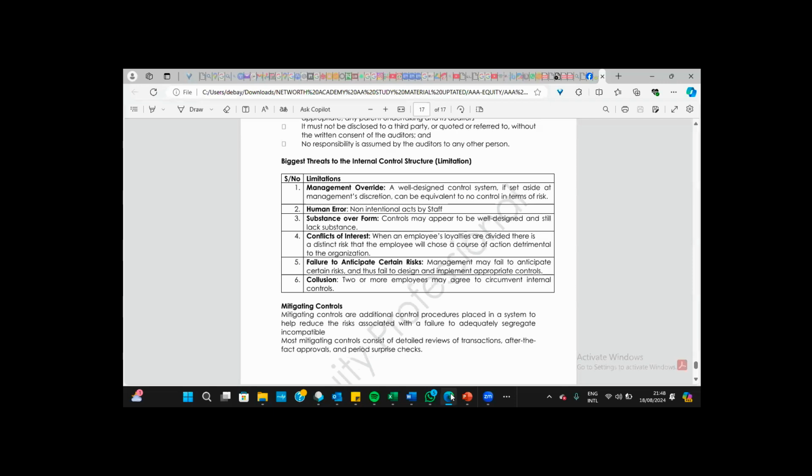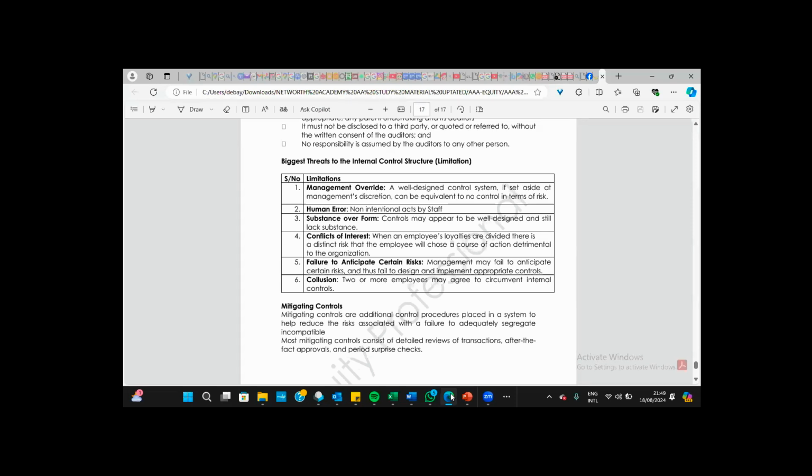Or they say that everything brought into the organization should be documented, checked, and received at the store department. But the director says, oh, that thing is for me, don't take it to the store. I know it's for the company, it's not personal, but I don't want you to go to the store. Bring it to my office directly. That is management override. This weakens the internal control system.